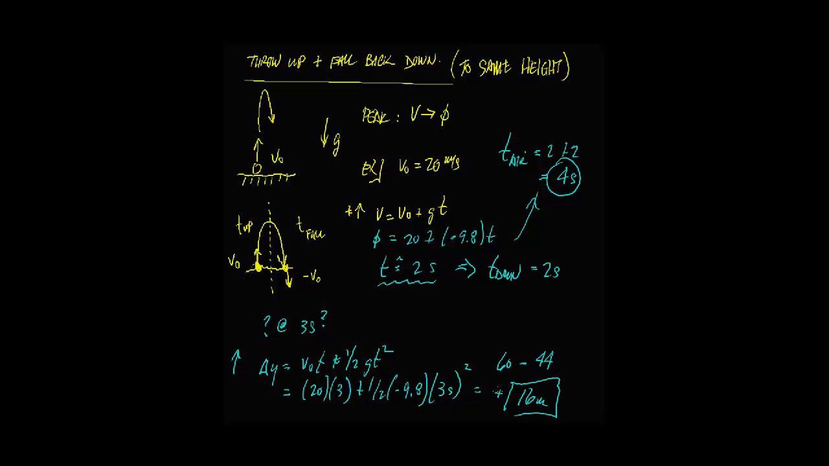Since that number is positive, it's telling us that it is still 16 meters above the ground. So we threw it up, it went to its peak, and it started coming back down, and here it is at 16 meters above the ground. If we ended up with a negative number or 0, it means it's at the ground. If it's a negative number, it means it fell below us or it's already been on the ground.